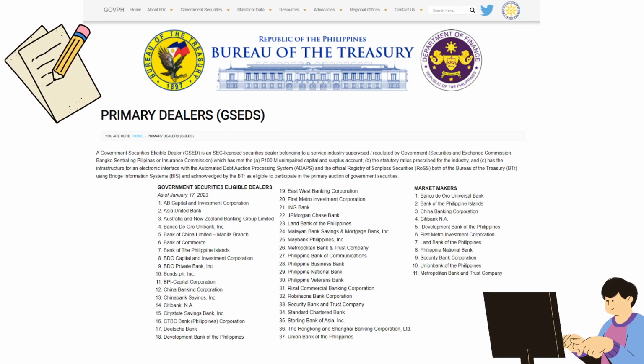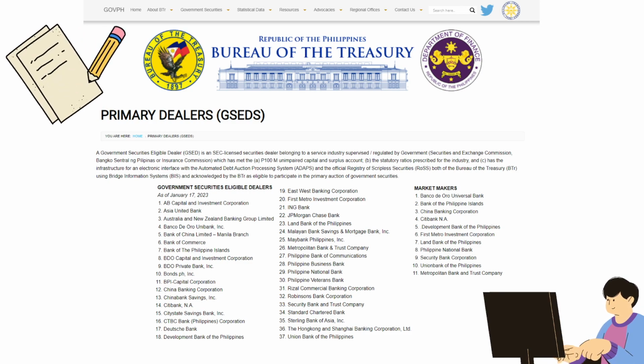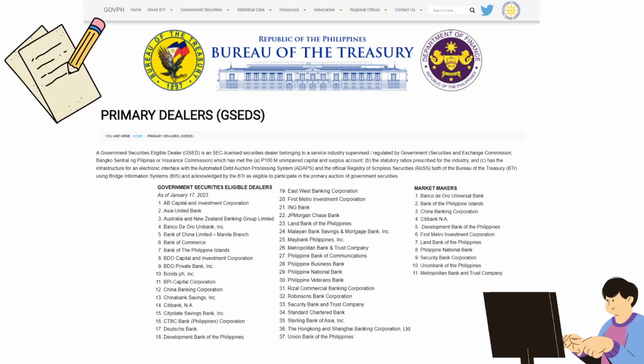So if you can see here currently, we have 37 banks on the list that you can reach out to, where you can definitely make a transaction of having bonds or treasury bills.